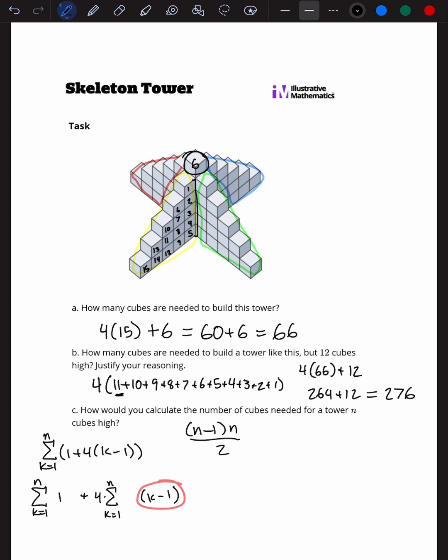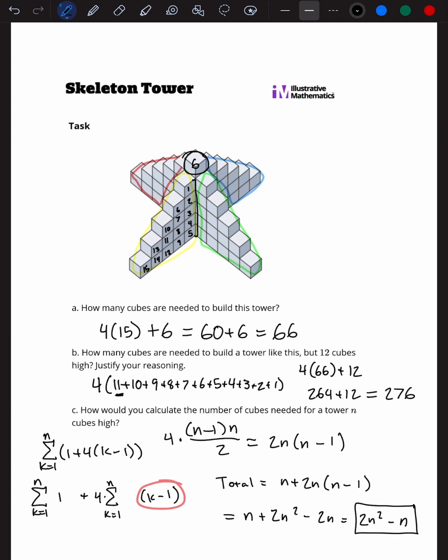And then we had that 4 out front, so I'm just going to bring that to 4 times that, which would equal 2n times n minus 1. Then we put that together, and we have the total would equal n plus 2n times n minus 1, which would equal n plus 2n squared minus 2n, which when we simplify that, we get 2n squared minus n. And this one right here would be our final formula.